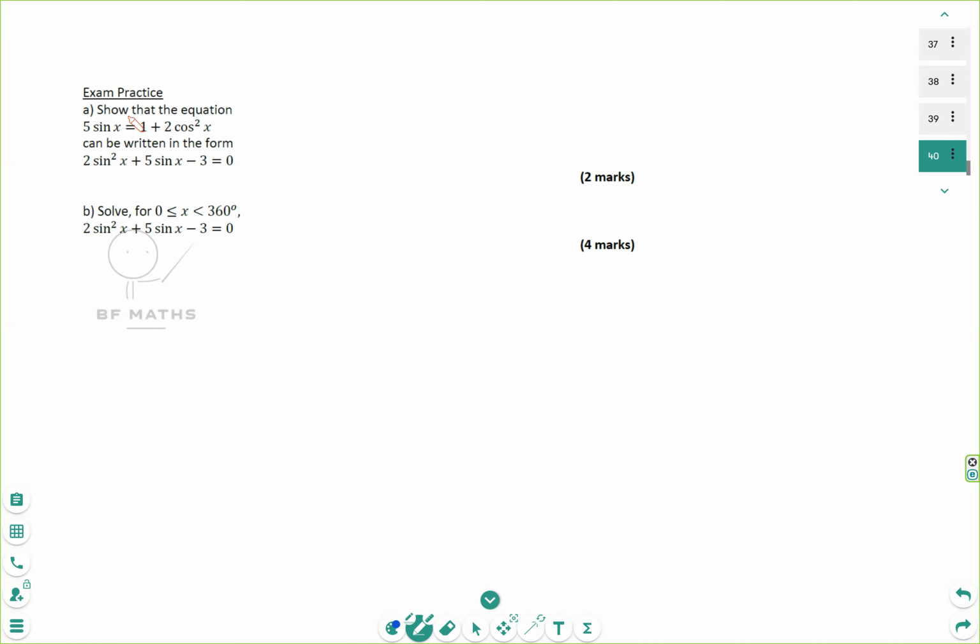Okay. Pause the video, show that the equation can be written in this form. Sorry about the format in here. It was meant to be in the middle, but when I export the PDF, somehow it shifts backwards to the left. But this should be right in the middle. It will basically show the equation 5 sine x equals 1 plus 2 cos squared x could be written in this form. Pause the video for both parts of the question. When you're ready for the answer, you can press play.